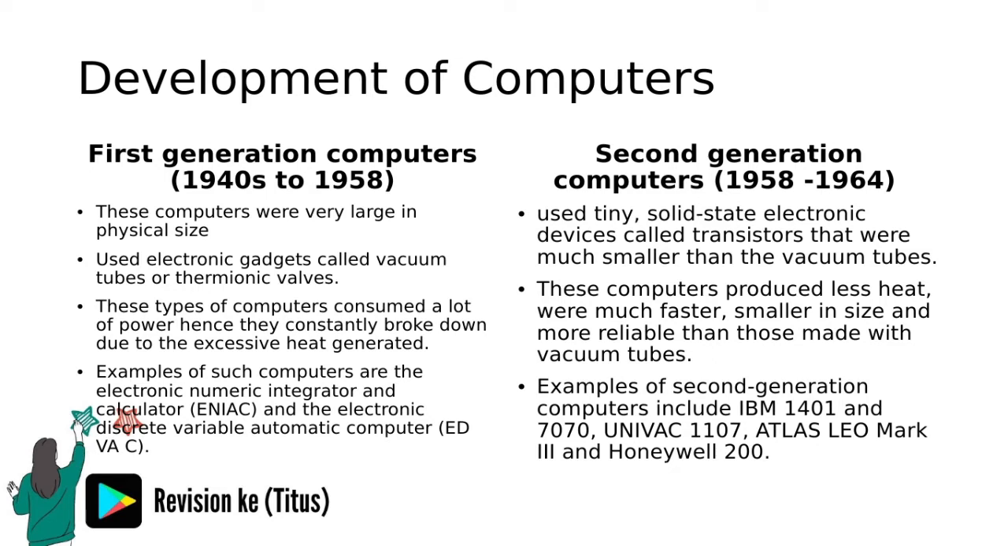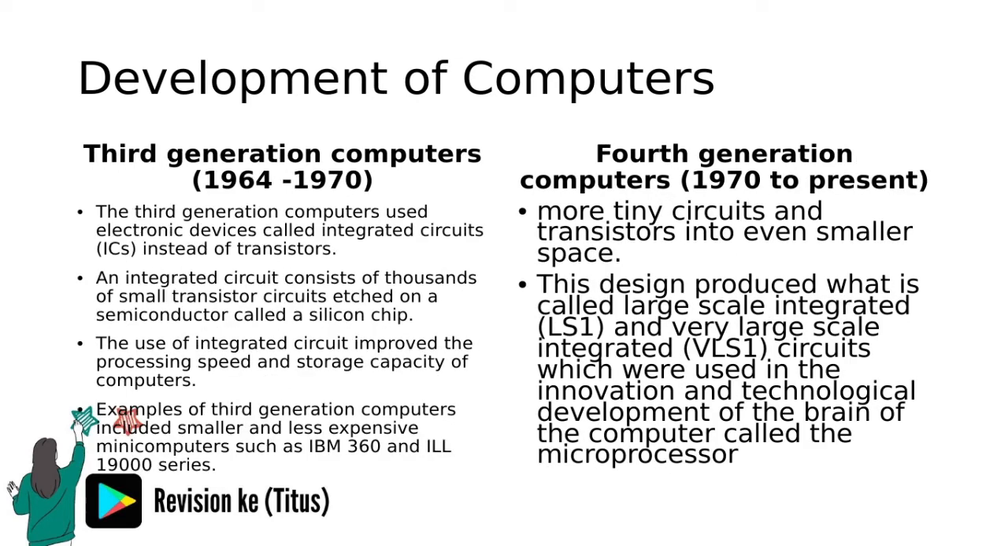They used tiny solid state electronic devices called transistors that were much smaller than the vacuum tubes. These computers produced less heat, they were much faster, smaller in size, and more reliable than those with vacuum tubes. The third generation computers, from the 1960s to 1970s, used devices called integrated circuits instead of the transistors.